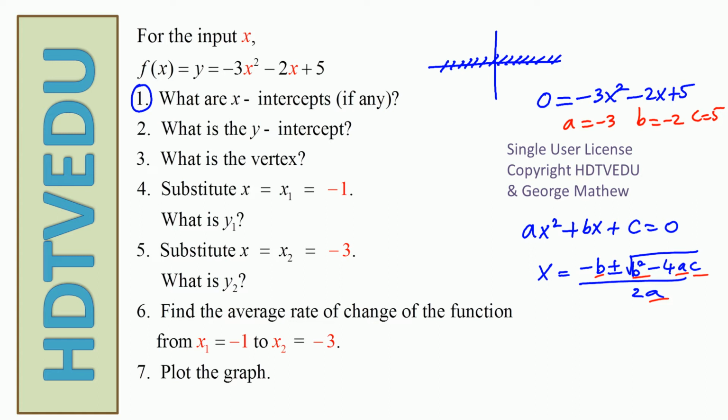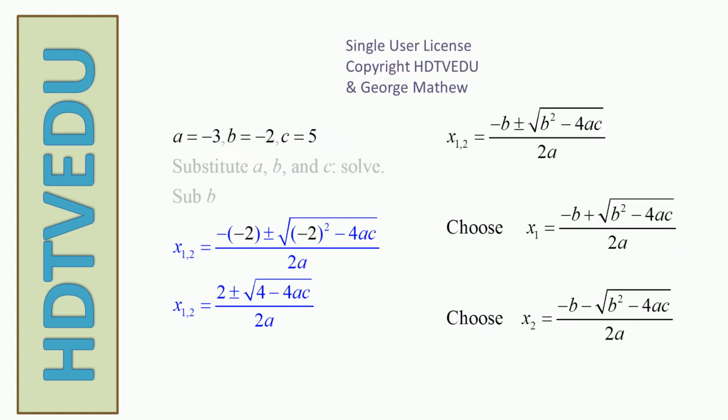Since b is first, let's substitute for b first. b is equal to negative 2. That's what I did here. So negative of b, what is b? Negative 2. What is b squared? Negative 2 to the power of 2, minus 4ac, divided by 2a. We are not substituting a and c right now. We are only substituting for b. So when we simplify, what do we get? Negative of negative 2 is positive 2. What is the square of negative 2? Positive 4. So you get 2 plus or minus square root of 4 minus 4ac, divided by 2a.